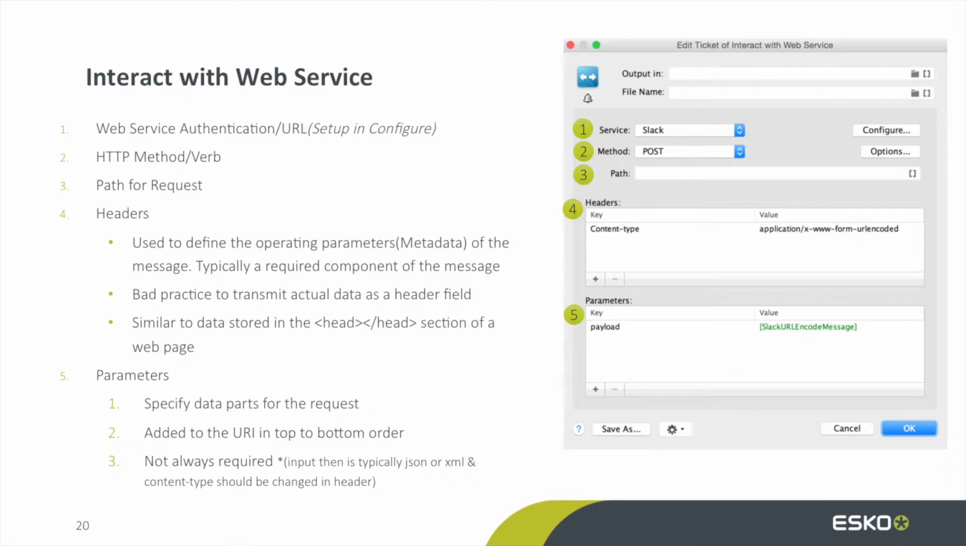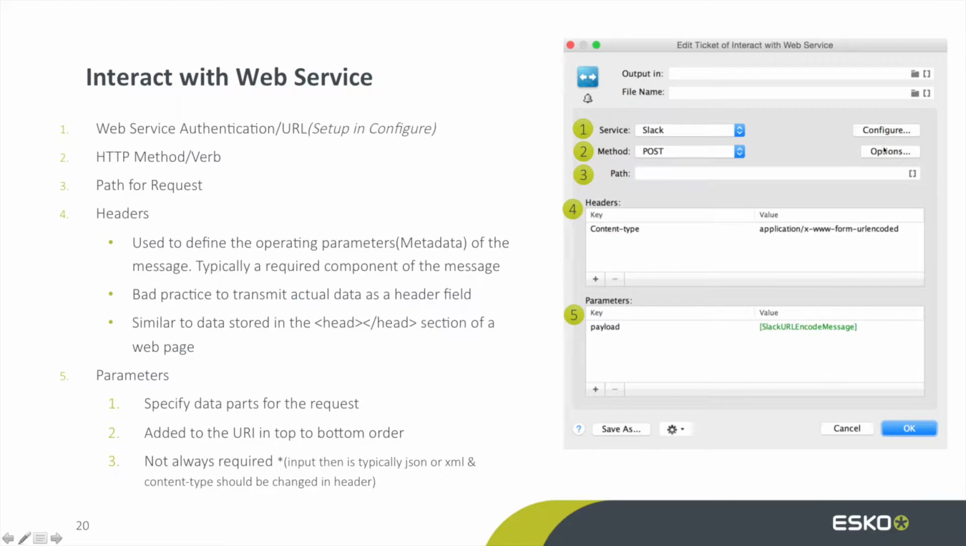So when working with the Interact with Web Service ticket, there's 5 different fields to fill out. These can vary for each web service that you're working with. So as I mentioned, we'll have to set up a service in our configure tool. There's a shortcut to do so here. We then need to decide which method or verb we want to use. So we have our 4 options: get, post, put, and delete.